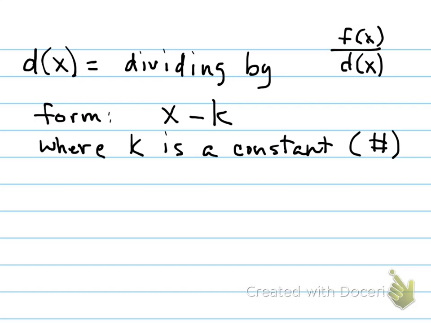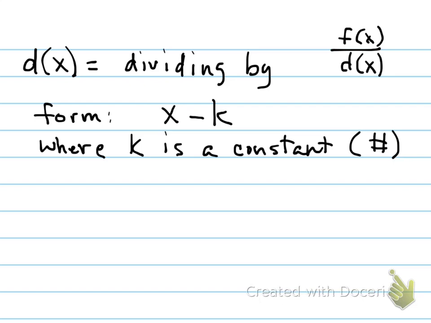So, x minus k, where k is a constant. And what does a constant mean? Number. Just a number, because 2 can only be 2 forever. X can be what? Anything. So it's a variable. So a number is the only thing that can be considered constant. So we have x minus k.